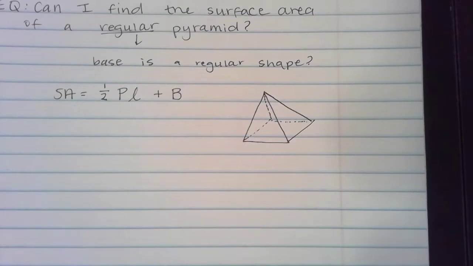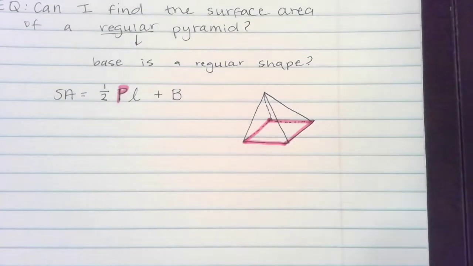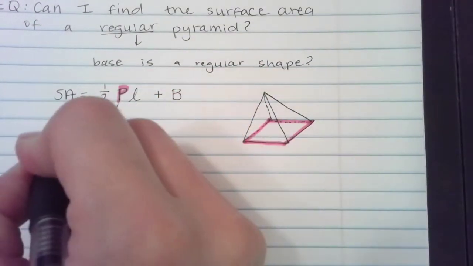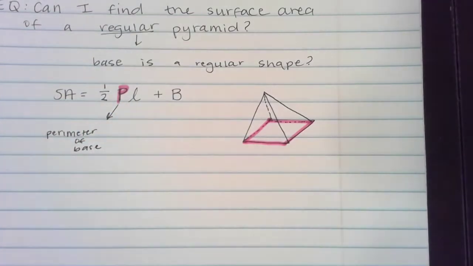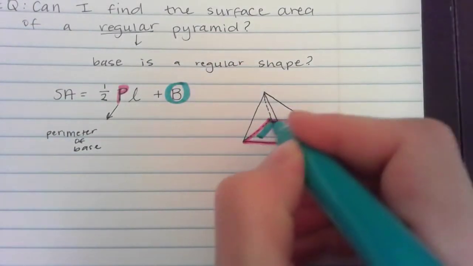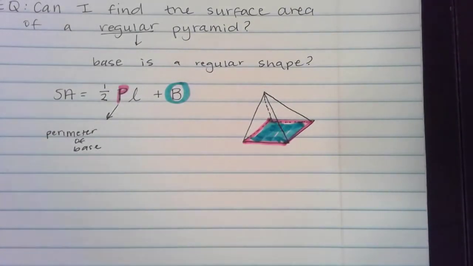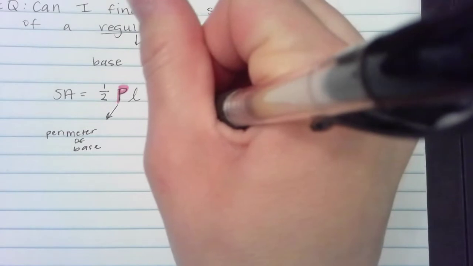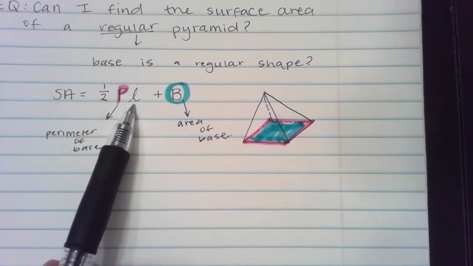So I'm going to use maybe 2 colors. When I talk about the perimeter of the base, that big P stands for perimeter of the base. Hopefully you remember that. The big B, as we've used recently, that is your area of the base. And that L is the new unknown thing.